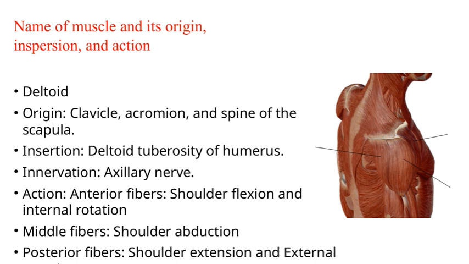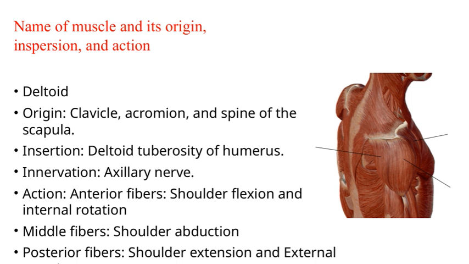The anterior fibers are responsible for shoulder flexion and internal rotation, meaning they help lift the arm forward and rotate it inward. The middle fibers are the primary abductors of the shoulder, lifting the arm away from the body. The posterior fibers extend the shoulder and assist in external rotation, moving the arm backward and rotating it outward.